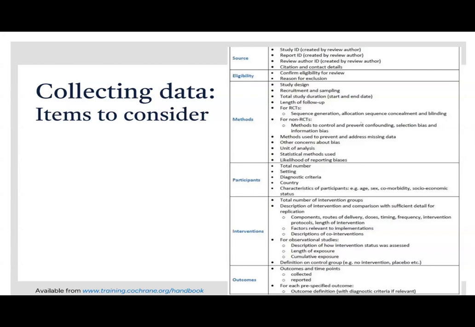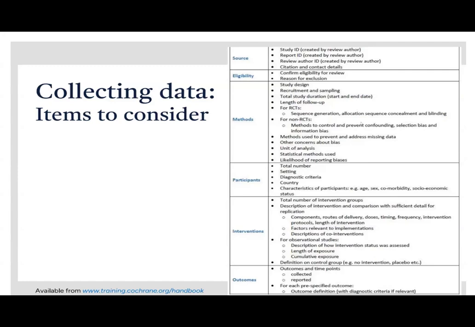In participants: how many participants, what studies, what are the settings, what diagnostic criteria they have followed, in which country the study has been conducted, what are the characteristics of the participants, meaning the demographic profile of those participants. Intervention is also very important, so the total number of intervention groups.